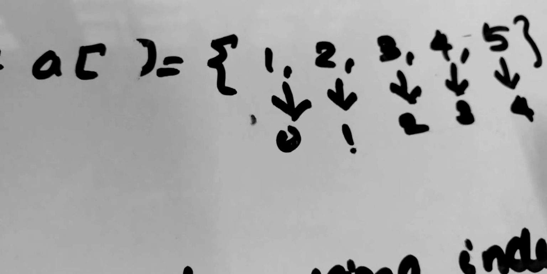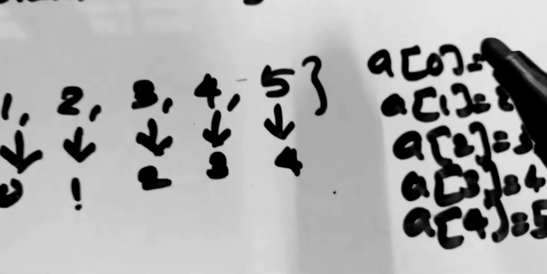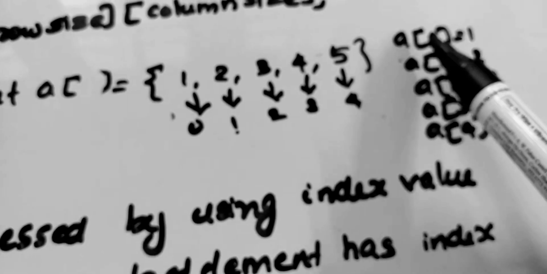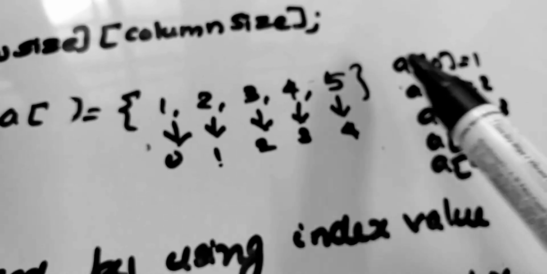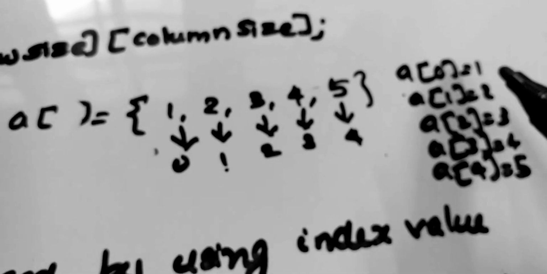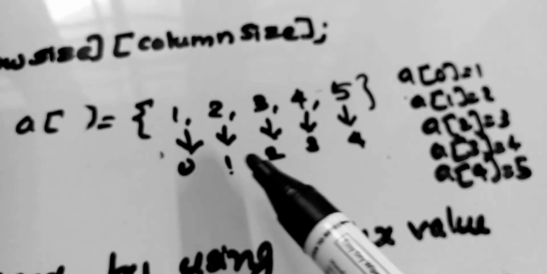So this is about the index position. A of 0 means the name of the array is A and the index position is 0. Which is the element at index position 0? A of 0 returns the value 1. What is A of 1? It is 2. What is A of 2? It is 3. A of 3, it is 4. A of 4, it is 5.